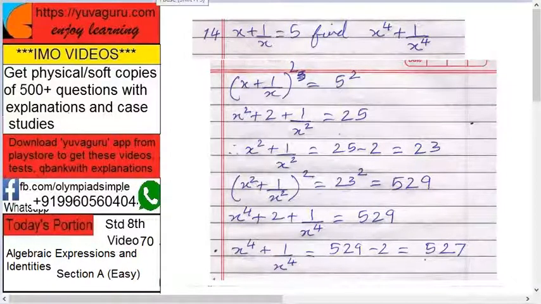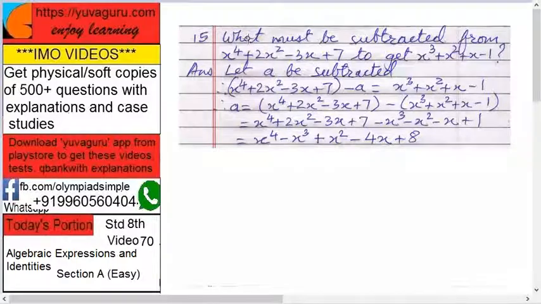That's the required answer. Next, what must be subtracted from x raised to 4 plus 2x square minus 3x plus 7 to get x cube plus x square plus x minus 1? Means you will have to subtract something from this to get this. So let a be subtracted. Why didn't we take x? Because it's already x over here. So let a be subtracted. So x raised to 4.